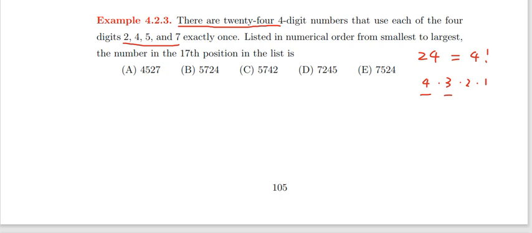Okay. So we list those numbers from smallest to largest. The smallest is really easy: 2, 4, 5, 7. This is the first one. The largest one is 7, 5, 4, 2, right? We have 24 numbers.